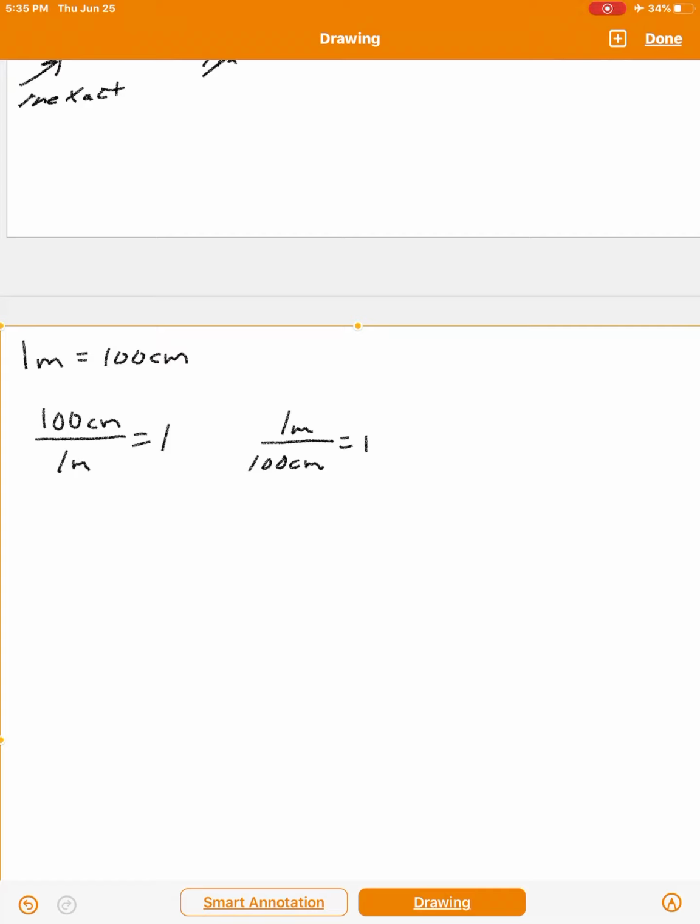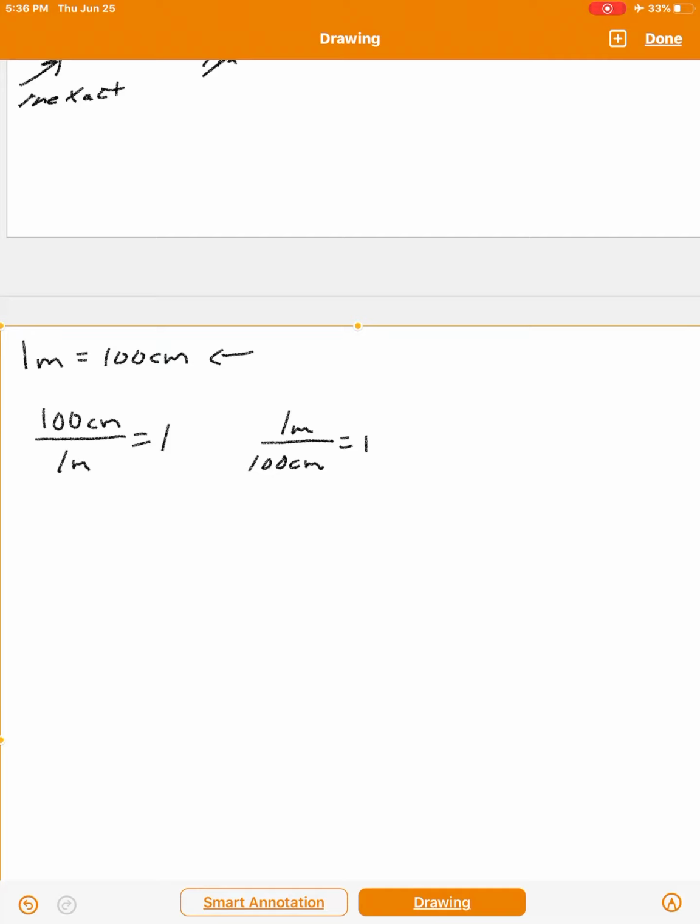So generally you get 2 conversion factors for each identity. This would be called an identity. Something equals something else. They're identical, even though they look different. And so that allows you to get 2 ratios. So suppose we wanted to do a conversion into meters.